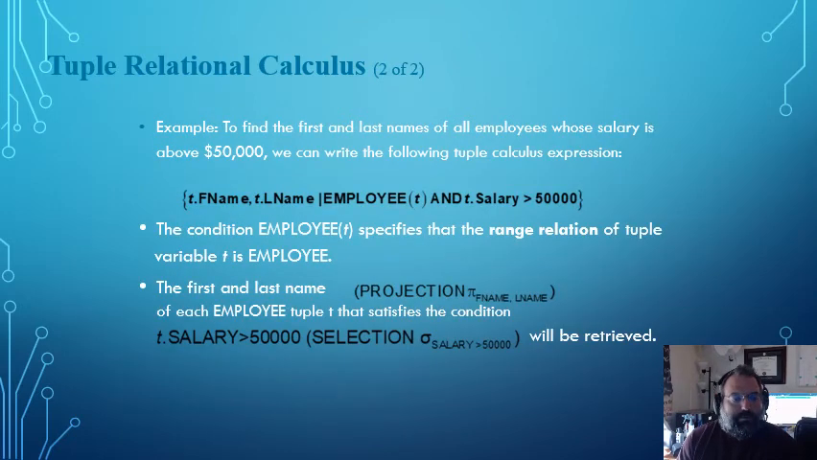As an example, to find the first and last names of all employees whose salaries are above 50,000, we can write the following tuple calculus expression: {t.Fname, t.Lname | EMPLOYEE(t) AND t.Salary > 50000}. The condition EMPLOYEE(t) specifies that the range relation of tuple variable t is EMPLOYEE. The first name and last name projection of each EMPLOYEE tuple t that satisfies the condition will be retrieved.